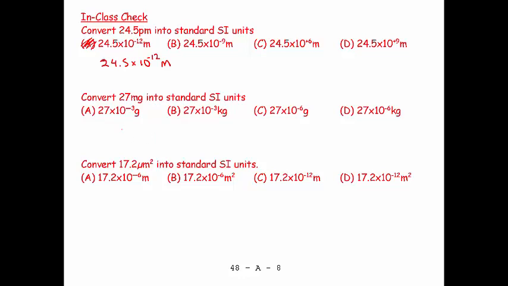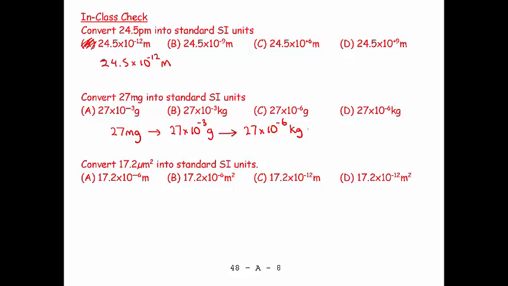On this next one, it's 27 milligrams. So got to convert that into SI units. So that's going to be 27 times 10 to the minus 3 grams. That's correct, but it's not SI units. I have to convert to 27 times 10 to the minus 6 kilograms. Notice I added minus 3 onto the power.